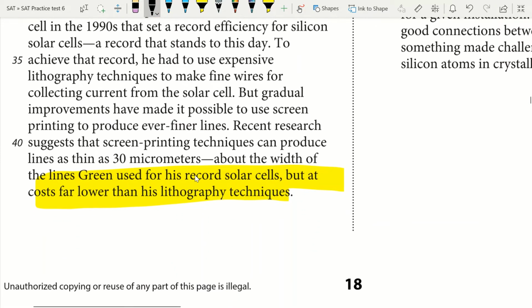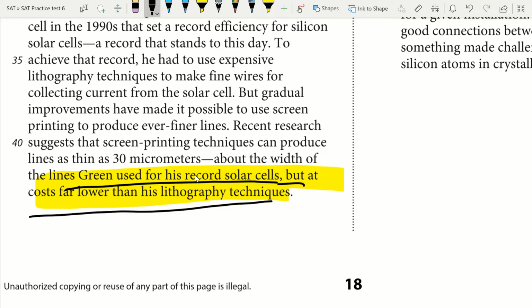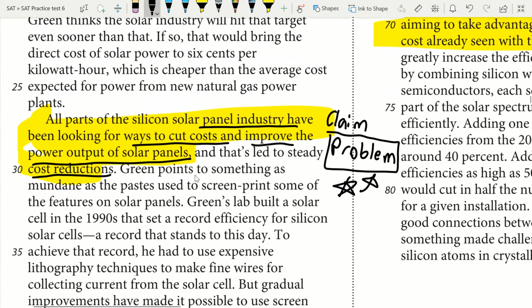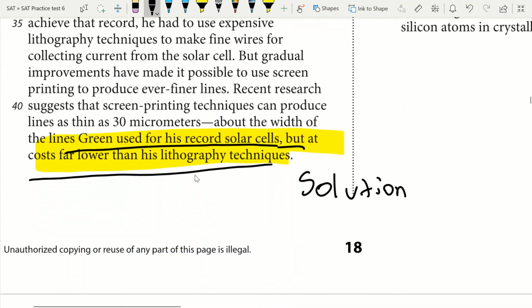Next, we have down here, the lines Green used for his record solar cells are now being printed using screen printing, but at costs far lower than his lithography techniques. So like I said before, in our previous example, I highlighted that was a problem. It's too expensive and doesn't produce enough power. Down here we have a solution. These screen printing techniques are producing these record solar cells at costs that are much, much less than that record-breaking solar cell.